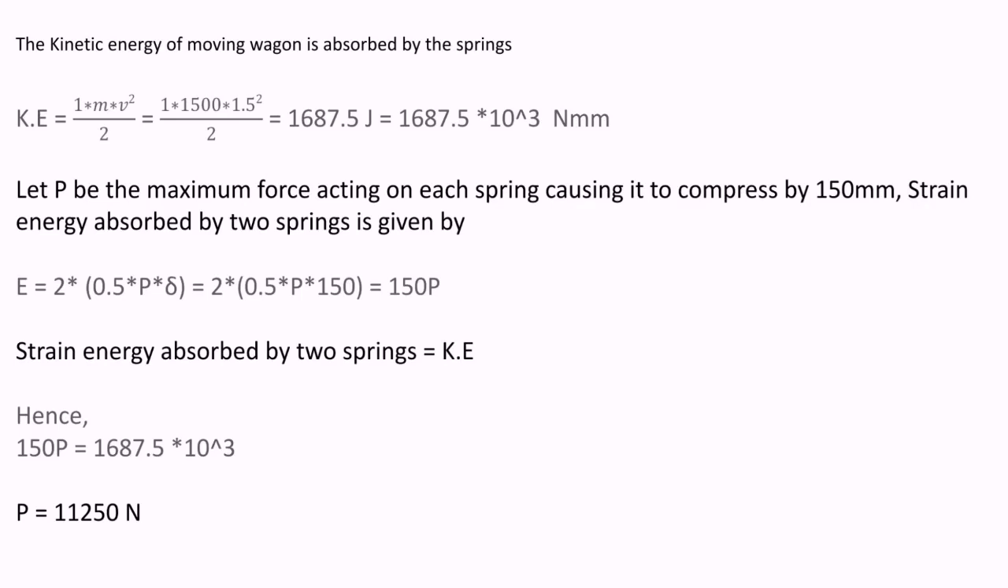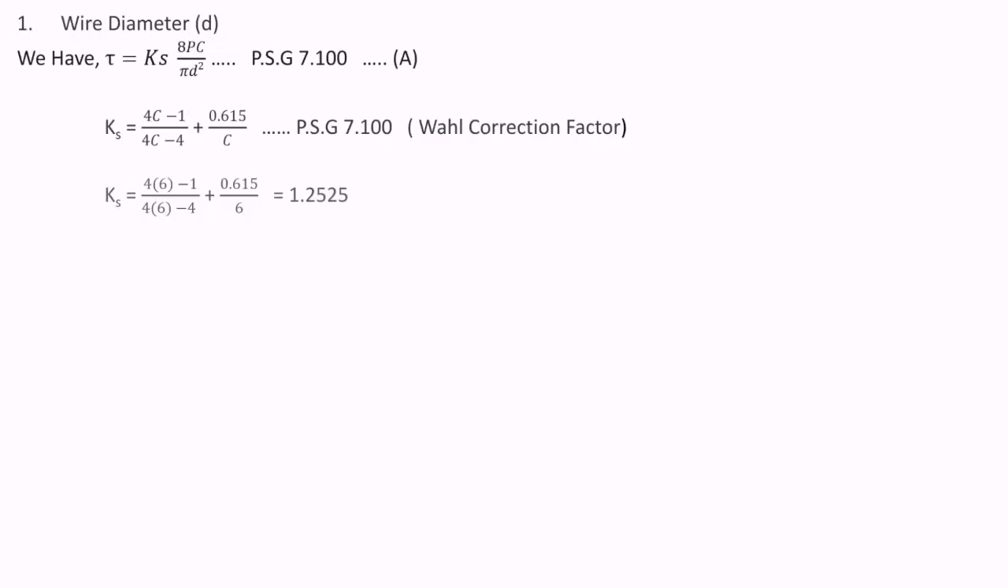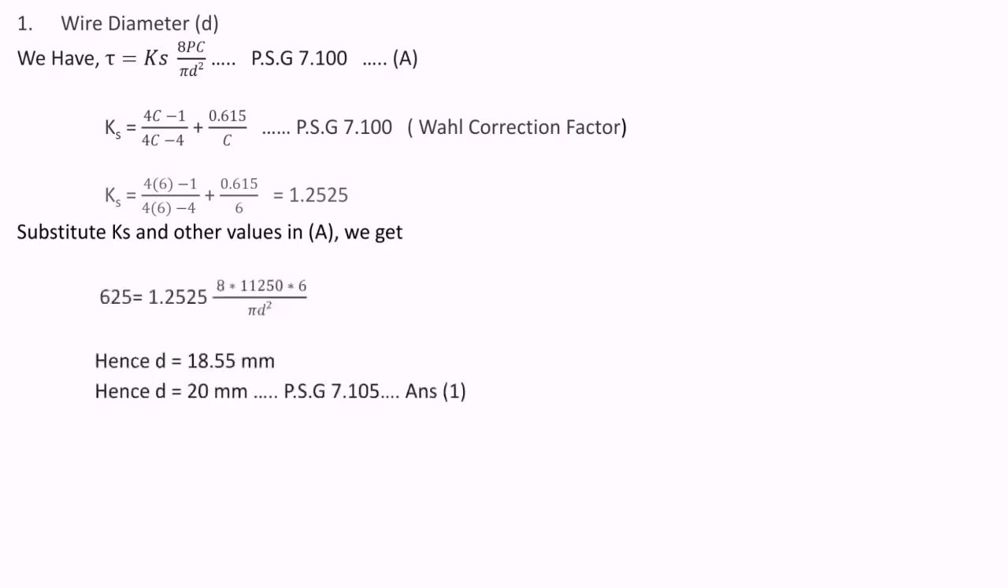Now as we have found out the value of load acting on the springs, the next steps are the same as what we did in the previous lectures. Starting with the wire diameter, for which I will use the relation tau is equal to Ks 8 Pc divided by pi d square. As the value of C is known to me, I can find out the value of Ks as 1.2525. Substituting the value of Ks in equation A, I will get the answer for d as 18.55 mm, which I will approximate to 20 mm from PSG 7.105.